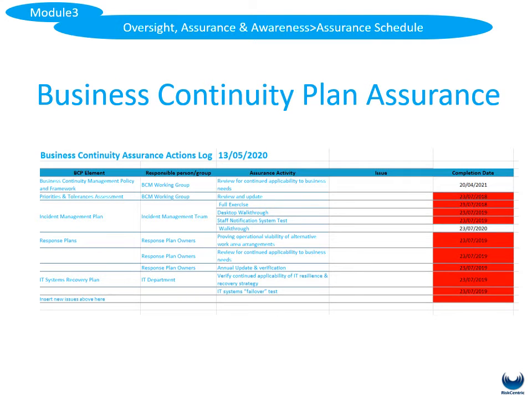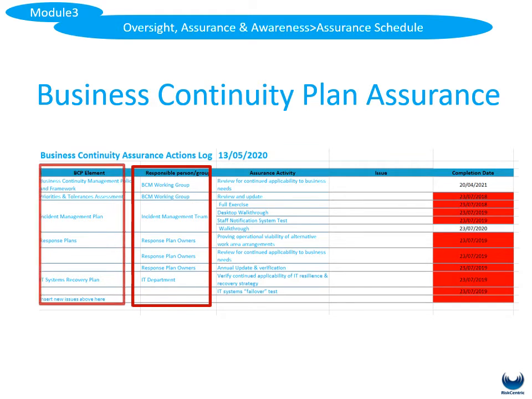As we mentioned, it's good practice to maintain a log of issues and things that were noticed during the various assurance activities. This gives you the capability to capture, track and report on their resolution as part of your overall management process. It identifies who is responsible for remediating the problem, what aspect of the business continuity plan is affected, what the issue is, and an agreed completion date.